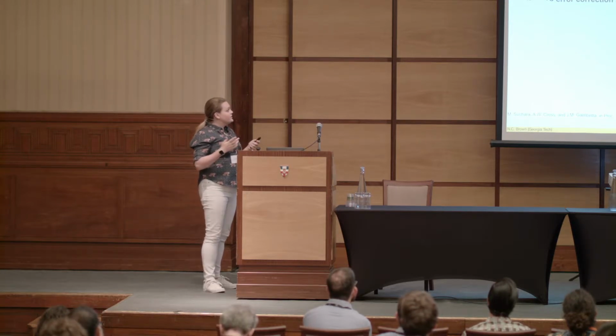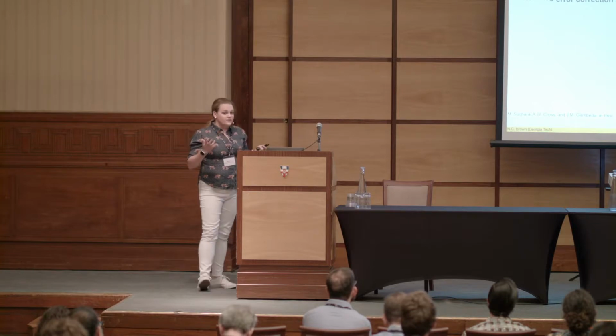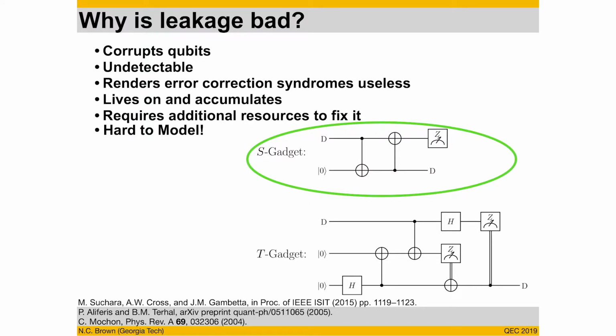Leakage also renders error correction syndromes useless, and it lives on and accumulates. If your data has leaked and you don't remove it, it's going to continue on in your system, disrupting things. So you really need to remove it in a very efficient manner.